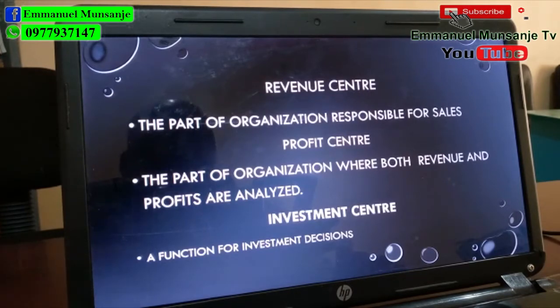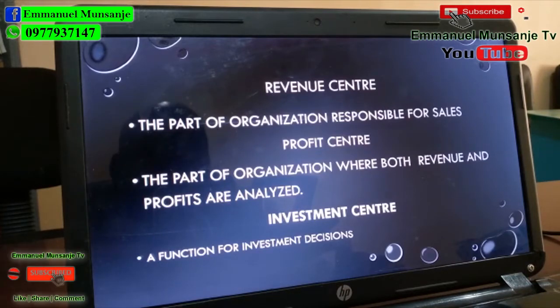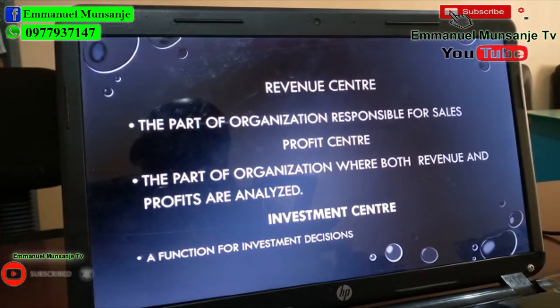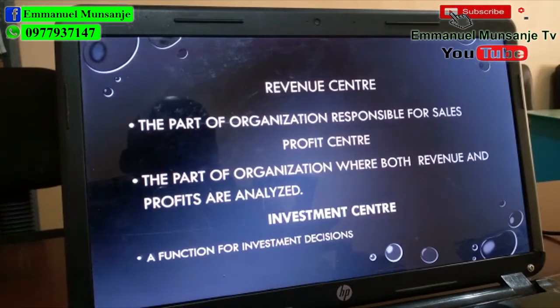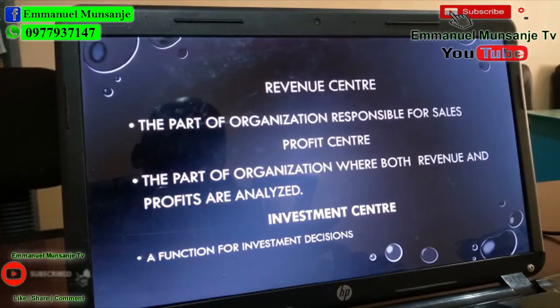The profit center is the part of the organization where both revenue and profits are analyzed. Now, profit is the difference between revenue and cost. Revenue is money in, cost is money out. The difference is profit. And of course, money in should be more than money out for you to make profit. That center or that department where such analyses are made is called the profit center.